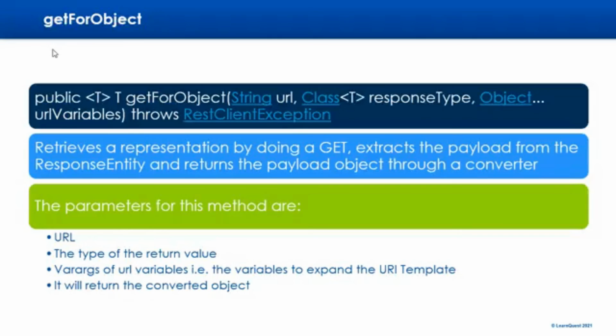Let's take a look at the API. Here's the GET for object. The parameters for this method are the URL, what you want to do with the payload when it comes back, i.e. marshal it into what, the class, and variable arguments of values for placeholders if your URL has placeholders in it, which would be used, for example, for path variables.